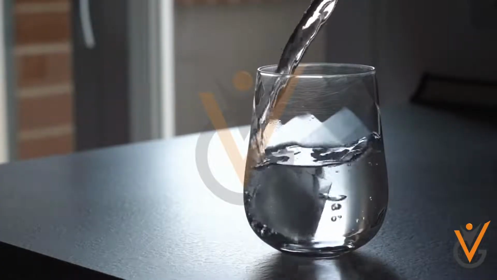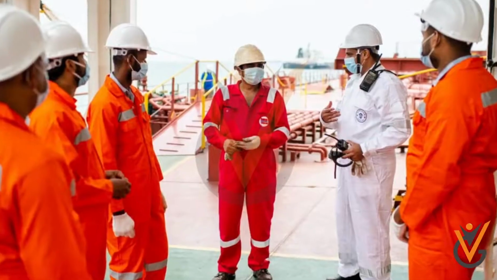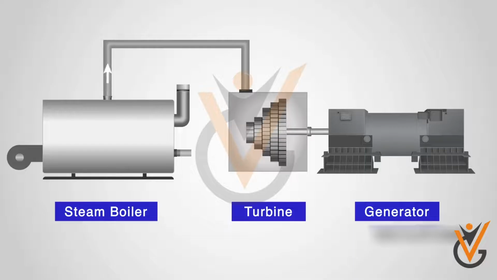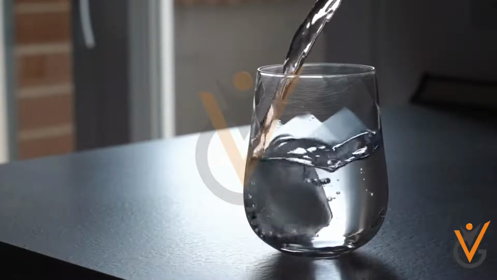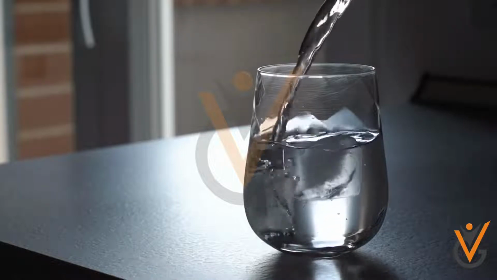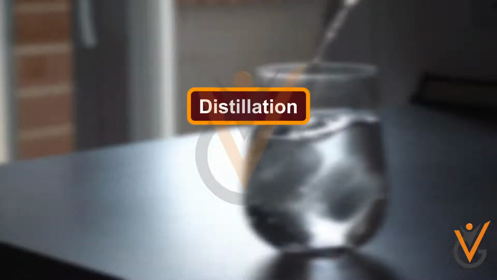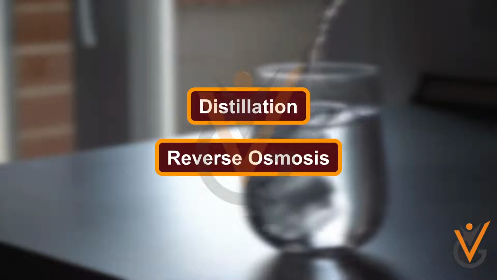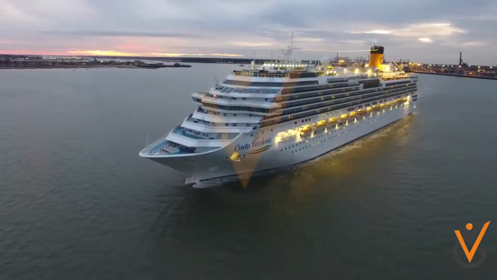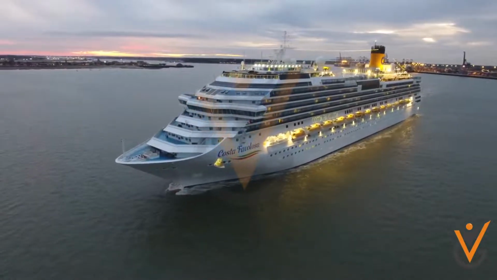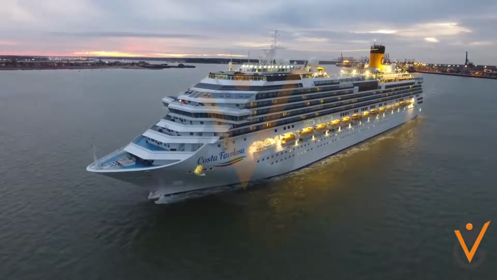The crew consumes an average of 100 liters per head per day. In a steam ship, the boiler consumption may be as high as 30 tons per day. Pure water produced on ships generally uses two principles or methods: distillation and reverse osmosis. Reverse osmosis is normally used in passenger ships where large quantities of water are consumed.